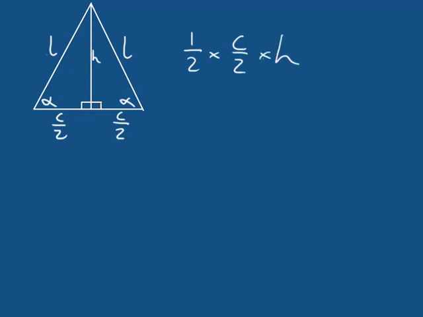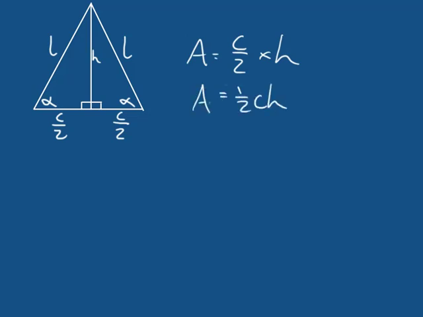But of course, the area of our entire isosceles triangle is equal to the area of this triangle plus the area of our other triangle. In other words, it's equal to 2 times the area of any one triangle, because these two triangles are identical. We have two of them. The 2 and the half cancel, and that means that the area of an isosceles triangle is equal to c over 2 times h, which can also be written as a half ch.